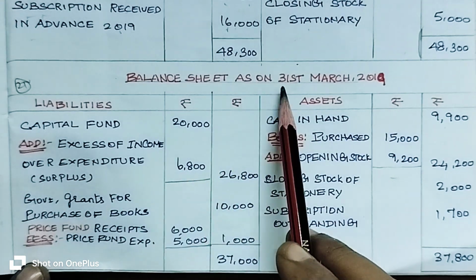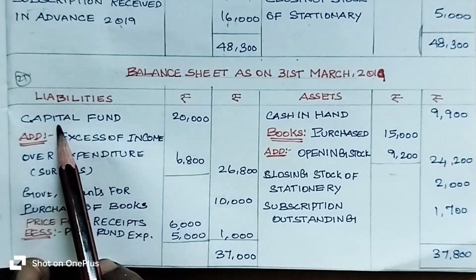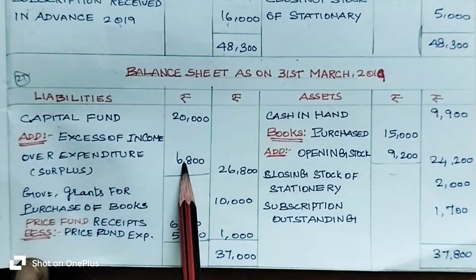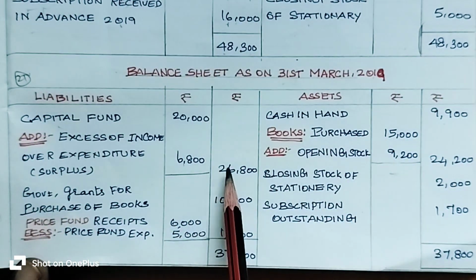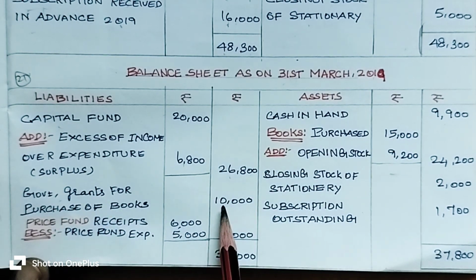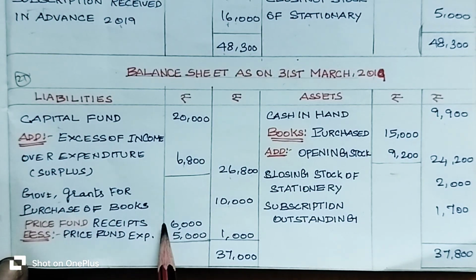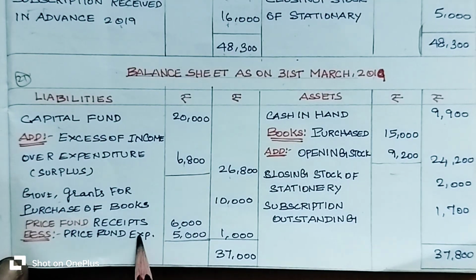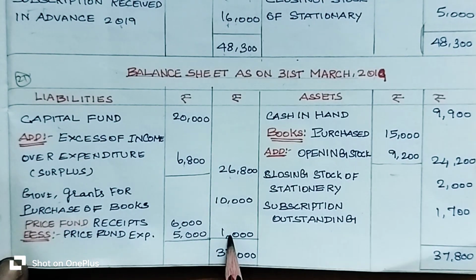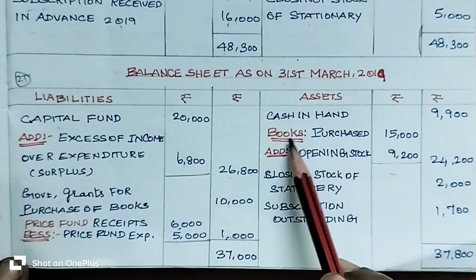Balance sheet as on 31st March 2019. On the liability side, capital fund, with that we have to add the surplus amount 6,800. You will get 26,800 rupees. Government grant 10,000 rupees. Then prize fund receipt 6,000, we have to subtract the prize fund expenses 5,000, you will get 1,000 rupees. On the asset side, cash in hand and books.